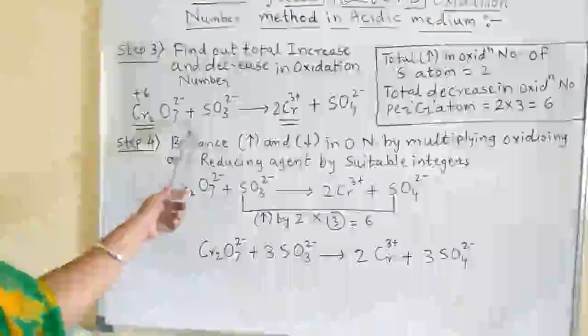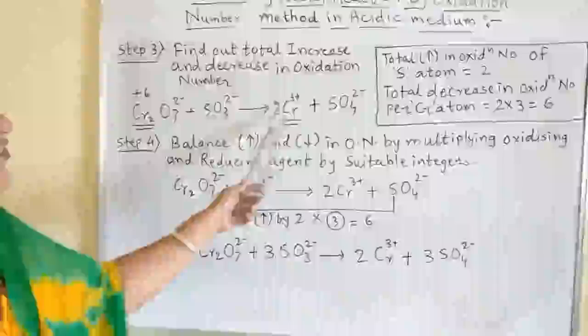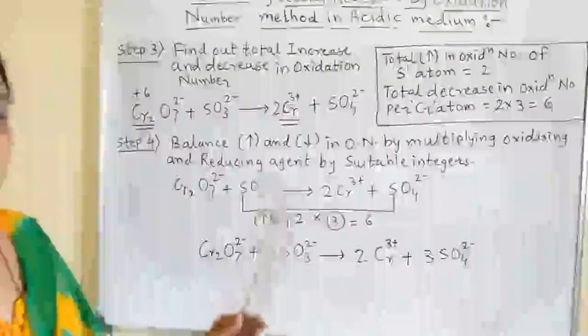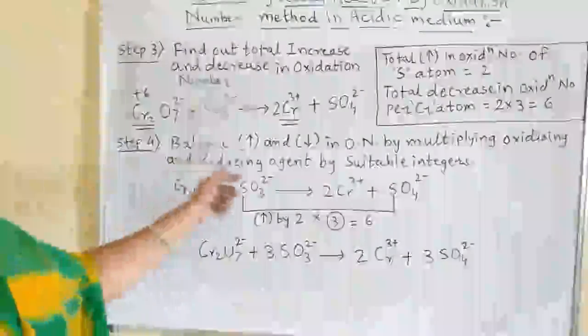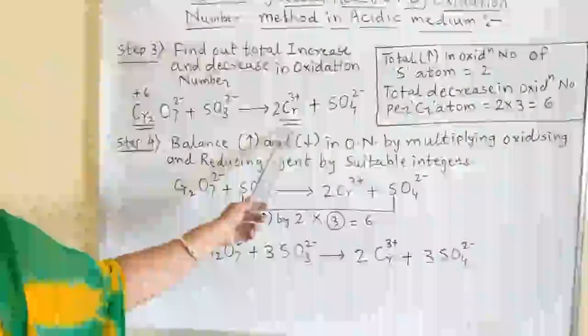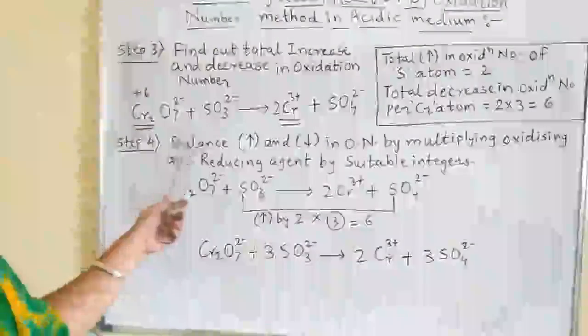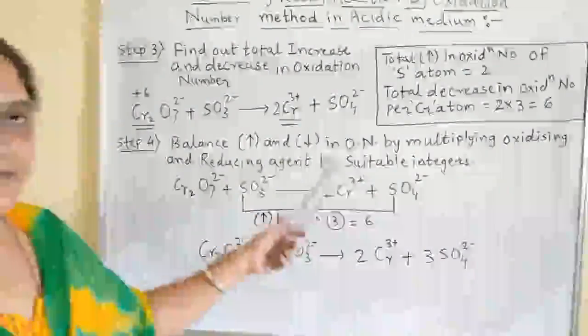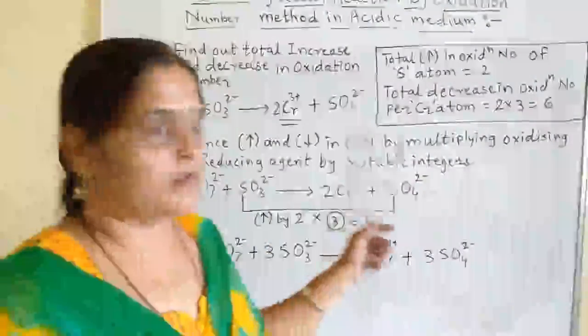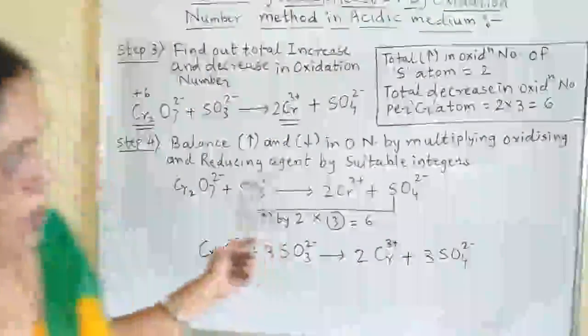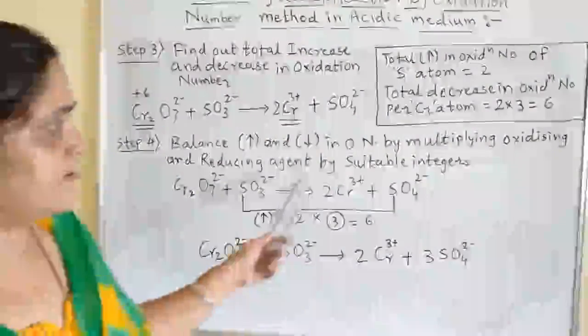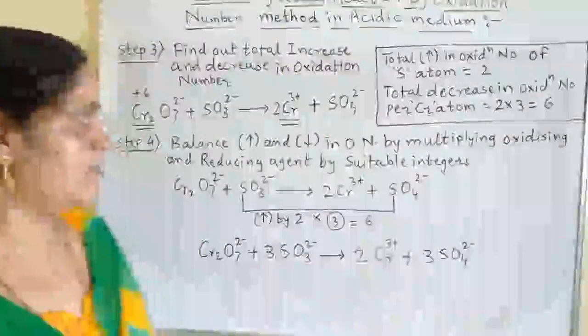Now we are going to adjust the number of chromium atoms. So Cr2O7 2 minus plus SO3 2 minus gives 2 Cr3 plus and SO4 2 minus. Here 2 Cr atoms were there, that is why on the product side we also need 2 Cr ions. Now the next step is to balance the increase and decrease in oxidation number by multiplying the oxidizing and reducing agents by suitable integers.